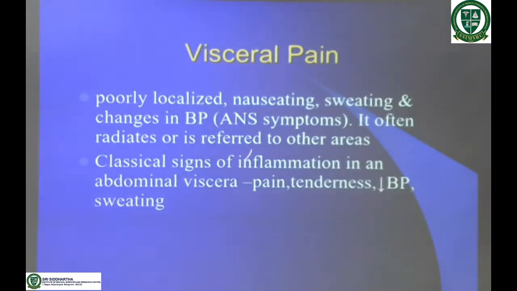Okay, that is a sign. Here the classical sign of inflammation in an abdominal viscera is pain and tenderness. Tenderness is when you palpate and the subject says there is pain; at that time he feels tenderness. In this you have pain, tenderness, the BP will be reduced, and there will be sweating.